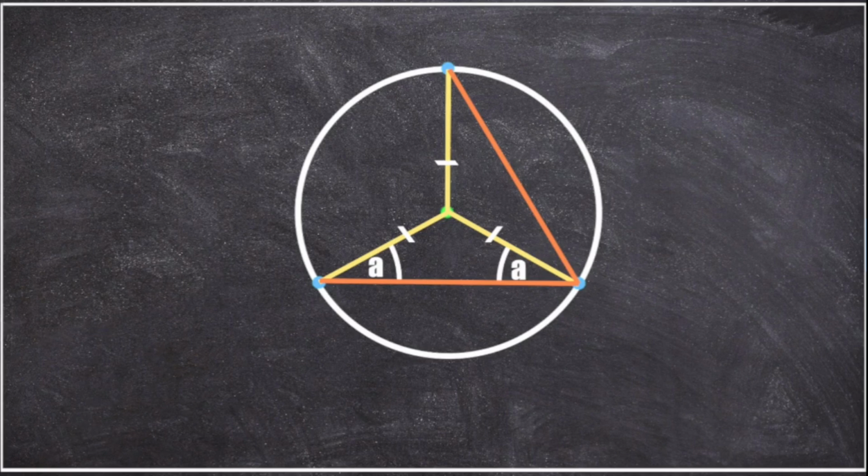But before we mark those angles, notice that for both triangles, the length of the base is just the distance between two adjacent points on the circle's edge.